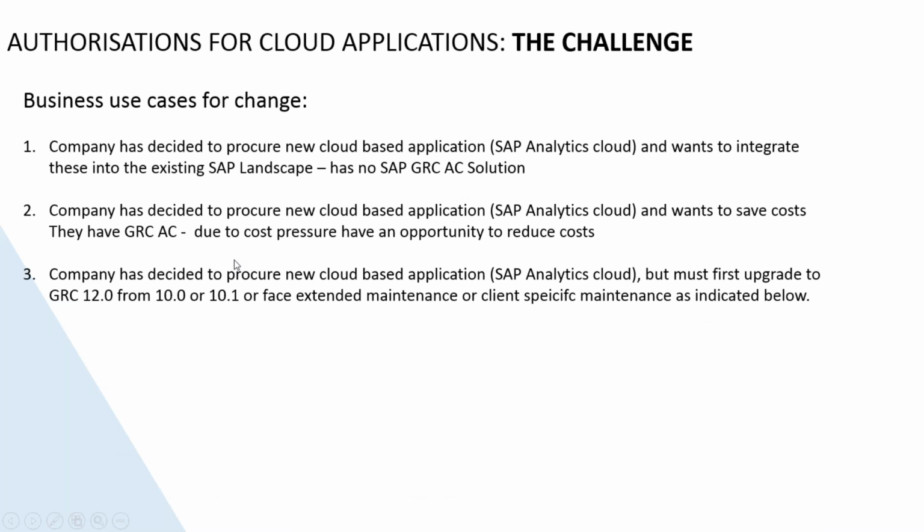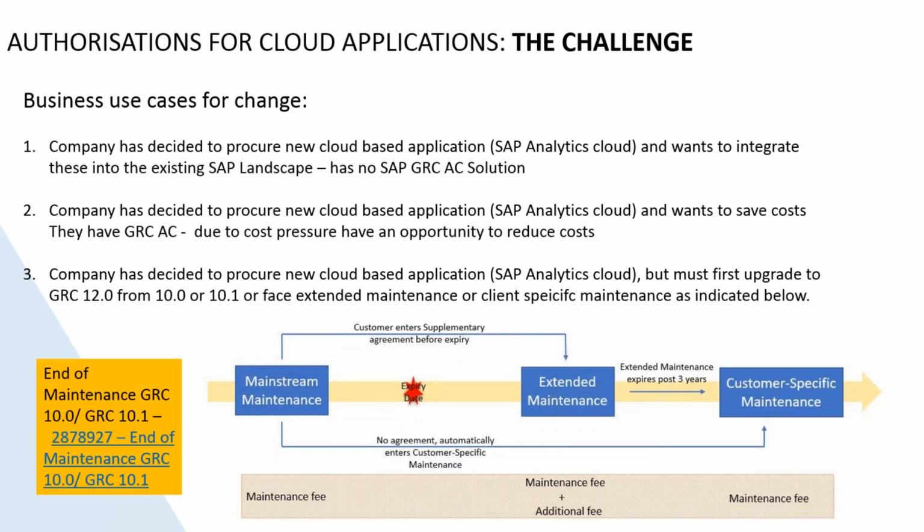And the third use case that we're going to look at is one you could be involved in, where you're sitting with GRC Access Control and you now need, or are forced, to migrate because of the maintenance change at the end of the year from 10 to 12, and you need to go into extended maintenance. And we've put a little note here. You can go and have a look at it. There is an end of stream maintenance.